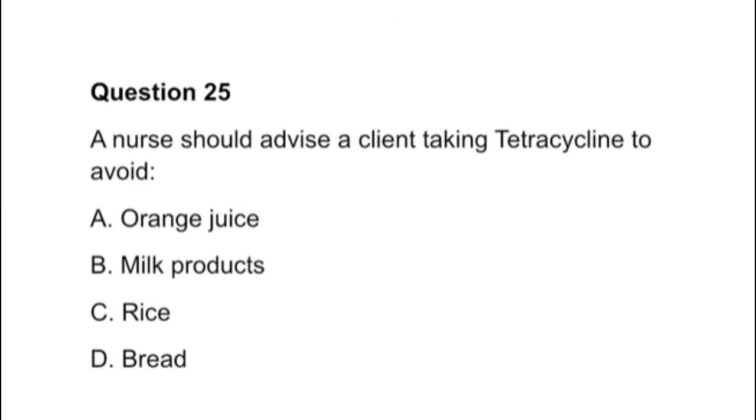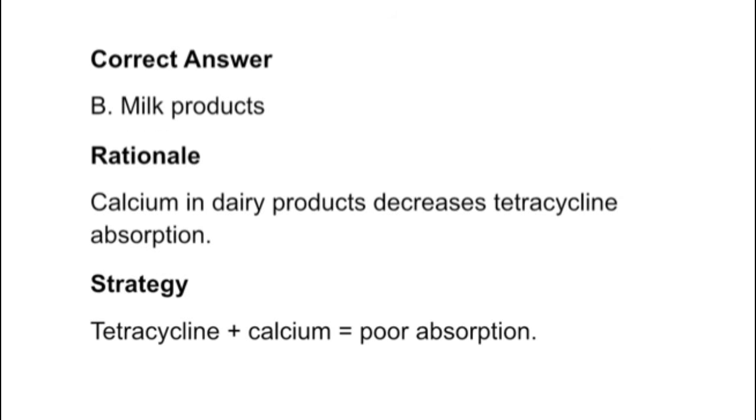Question 25. A nurse should advise a client taking tetracycline to avoid: A. Orange juice. B. Milk products. C. Rice. D. Bread. Correct answer: B. Milk products. Rationale: Calcium in dairy products decreases tetracycline absorption. Strategy: Tetracycline plus calcium equals poor absorption.